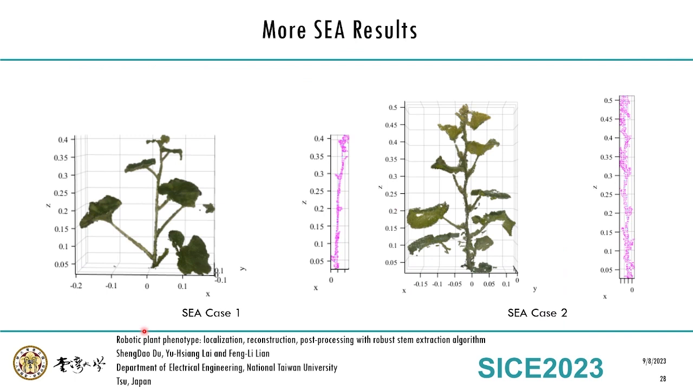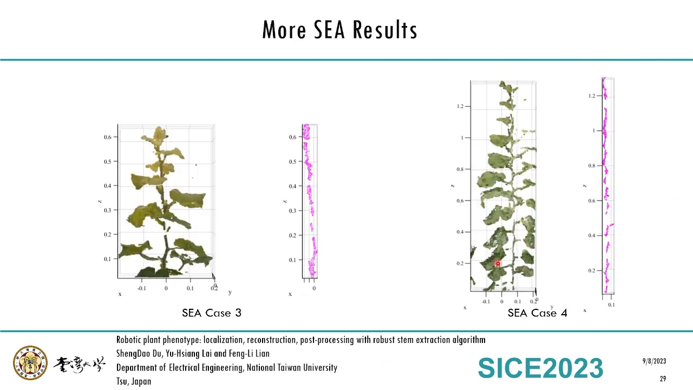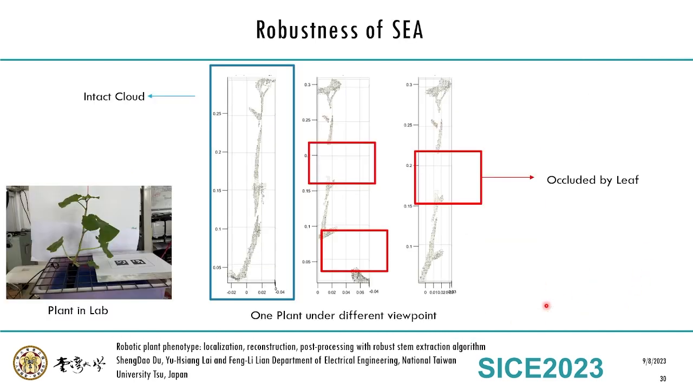Also, we did several experiments to verify the robustness of the proposed algorithm. The results show SEA works well under intact point clouds and imperfect point clouds. To explain that, we use one plant in our lab and repeat 3 times. The first one is a non-occluding condition, and the other 2 cases are occluded by leaves. The results show that the algorithm is robust. In each condition, the algorithm could generate a stem.